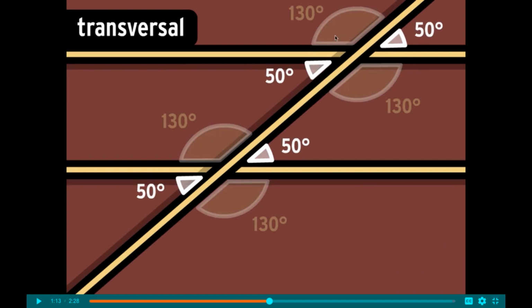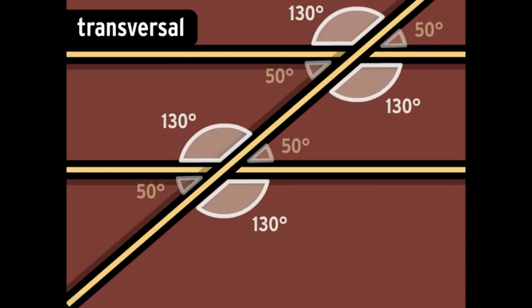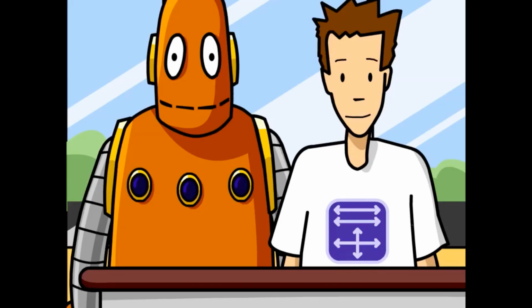Notice if you add all four of these angles up, you get a complete circle, which is 360 degrees. So 130 plus 130 is 260, and then 50 plus 50 is 100. 100 plus 260 is a complete 360 degree circle. Okay? Pretty cool. Yeah, neat, huh? So those are parallel lines.